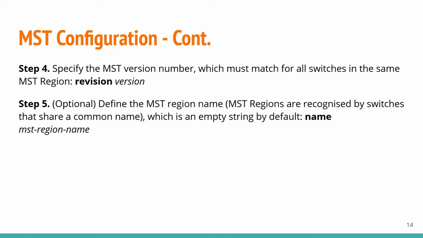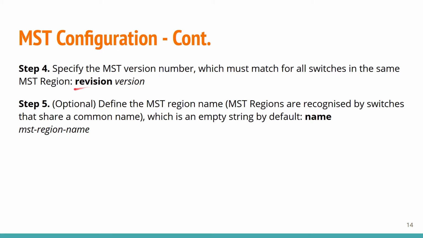Step number 4. Specify the MST version number, which must match for all switches in the same MST region. This can be done with the command revision and the version value, and this command needs to be configured under MST configuration submode.